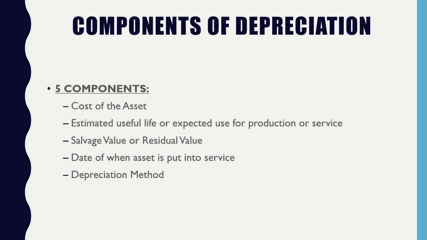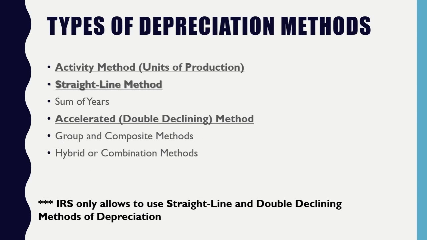Well, in this case, same 5 components that you need to have in order for you to complete your depreciation. So again, number 1, cost of the asset. Number 2, estimated useful life, salvage value. And then here we have date that you place into service. And then last but not least, depreciation method, okay? But because we already looked at all of that stuff the previous day, those are all going to be the same. However, the only difference here is how we're going to depreciate it, okay?